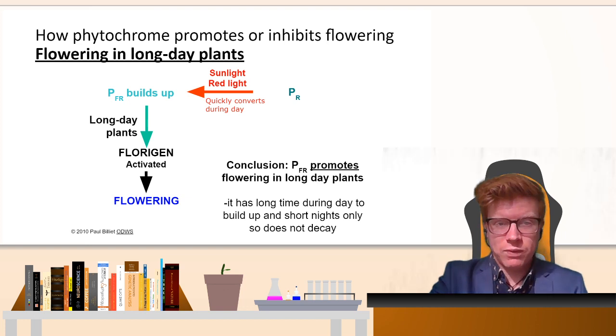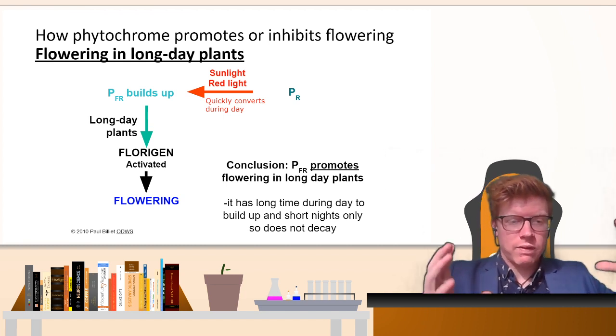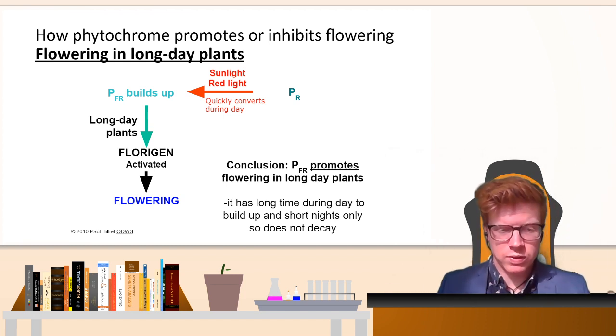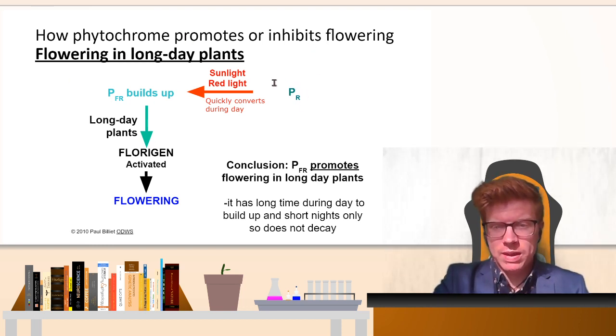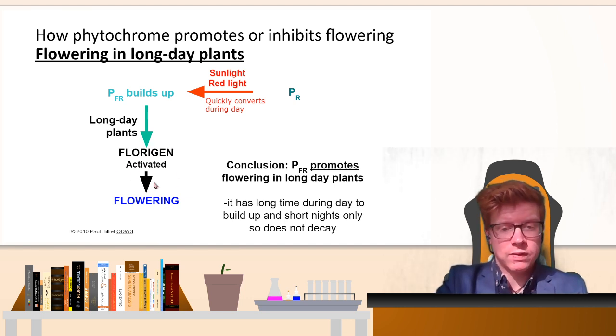There's another little diagram in here for you, a combination of different diagrams for you to have a look at. This is one half of it, and then we introduce you to the summary at the end. So you can see the pathway like this. You have some PR, and sunlight, or red light specifically, converts this quickly during the day. We get high levels of PFR. If we have a long enough day, we produce levels of phloragen, which when activated leads to flowering. So PFR is the form of phytochrome that promotes flowering in these long day plants.